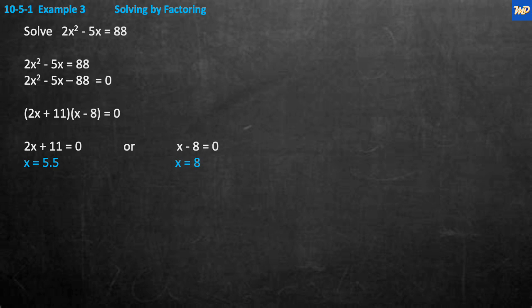In order to solve this, the only way we know how is to get to the zero product property that we've learned about now. In order to do that, we need a quadratic expression that is equal to 0. We have the equation 2x squared minus 5x equals 88. What we're going to do, I've rewritten it here, is move the 88 from the right side to the left side. We're going to subtract 88 from both sides. So now we have 2x squared minus 5x minus 88 equals 0. Now we're in the correct form to factor this.